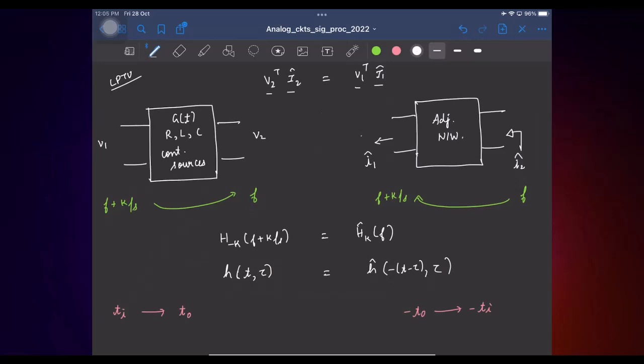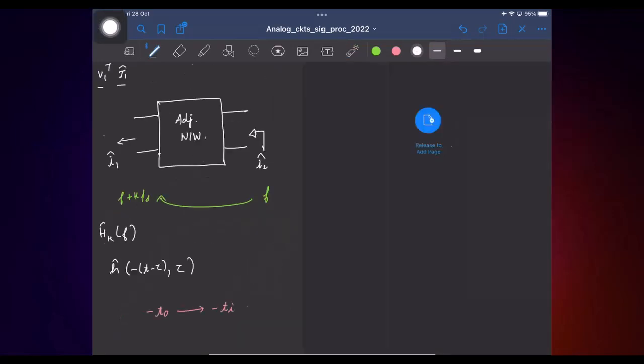Is that fine? So basically, these are the results for reciprocity we derived for linear networks, and this is pretty useful because if we were to calculate this transfer function for multiple values of k, you will have to do multiple experiments, and in each experiment you will have to apply a tone at f plus kfs and observe what comes at f. But here you just need to do one experiment, apply a tone at f, and see what are the frequency components you get. So let's try some examples.